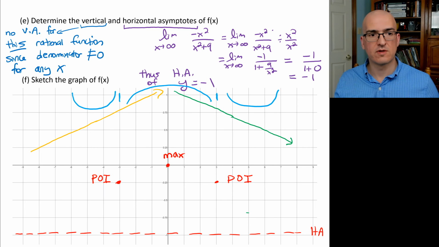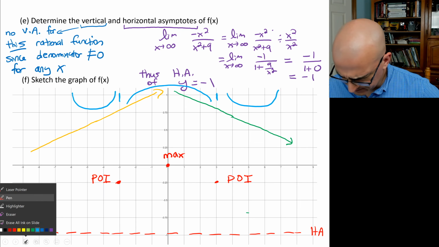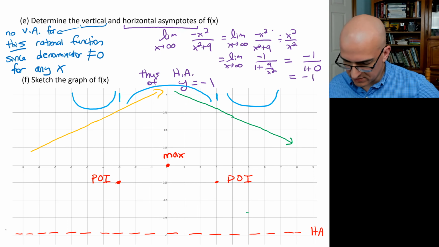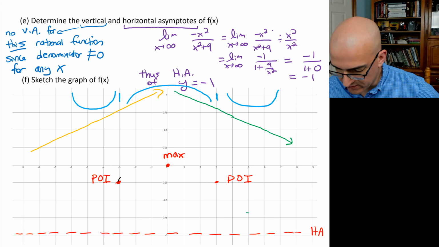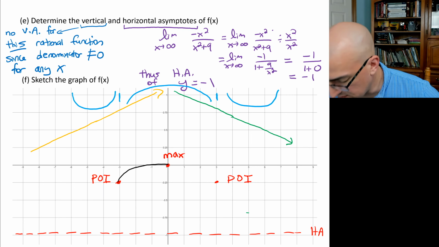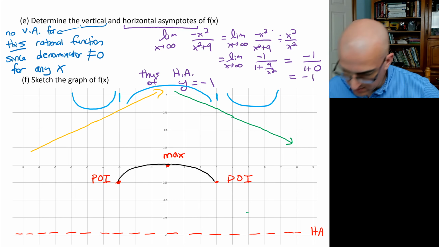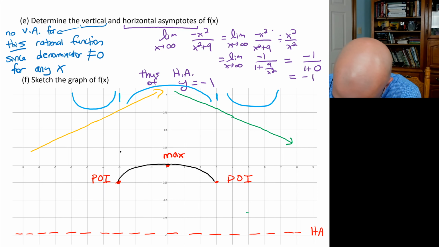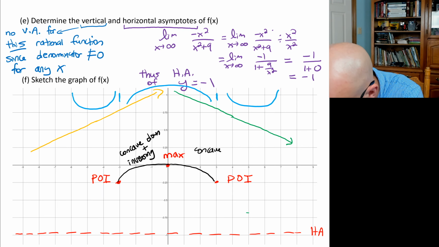So let's do the first POI with the max. Connect those dots. Okay, so it's increasing and concave down, so it has this shape. Then between the max and the next POI, it's still concave down. Now it switches to decreasing, so concave down and decreasing is this shape. Concave down plus increasing. This one's concave down plus decreasing.